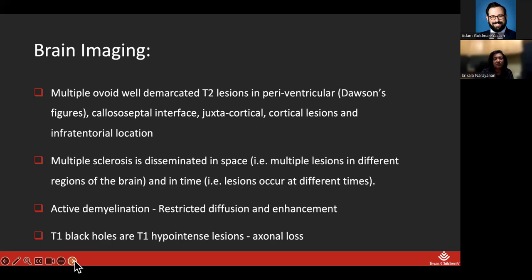So how do you define active disease? Active demyelination: if you see lesions with restricted diffusion and enhancement, then that's important to note. If you see lesions that are very T1 hypointense, reflecting T1 black holes, which is basically an end stage, a more chronic process where there is irreversible axonal loss, then that's important to mention in your report.